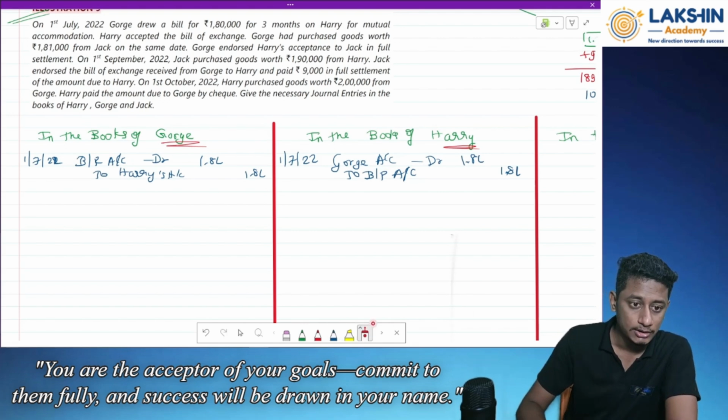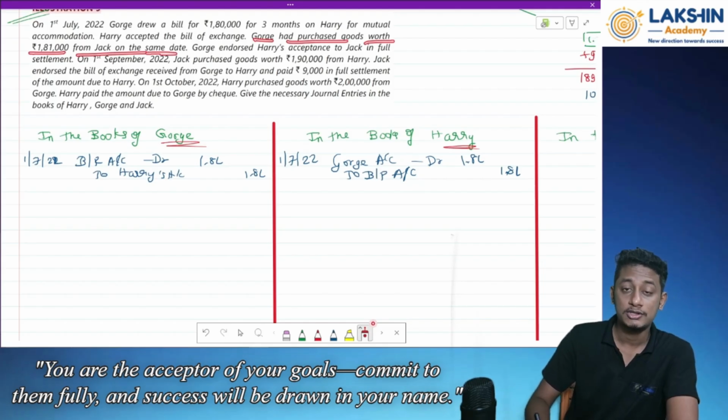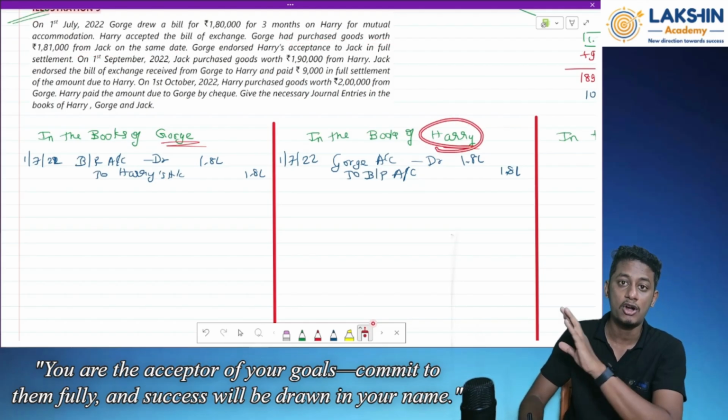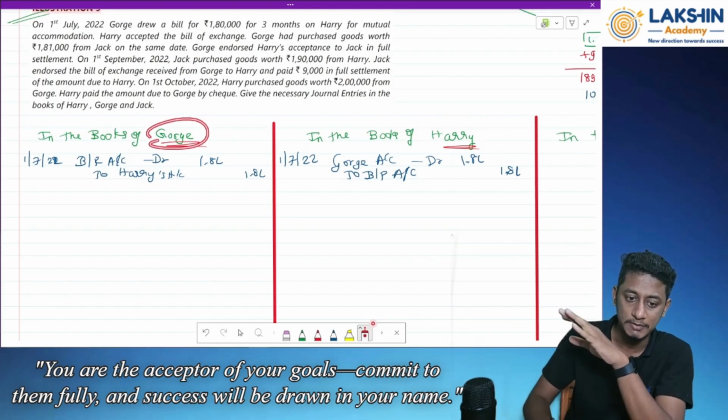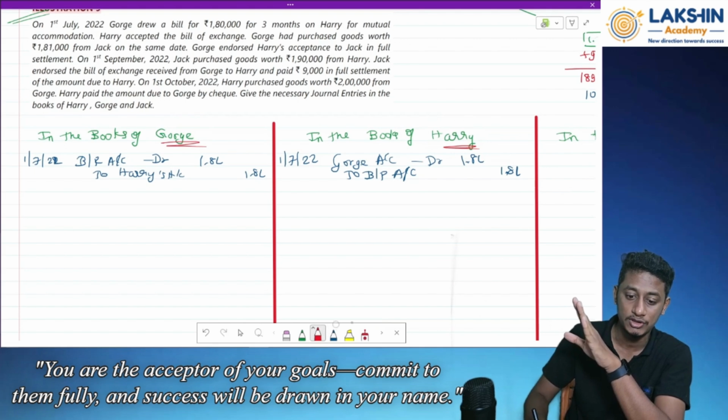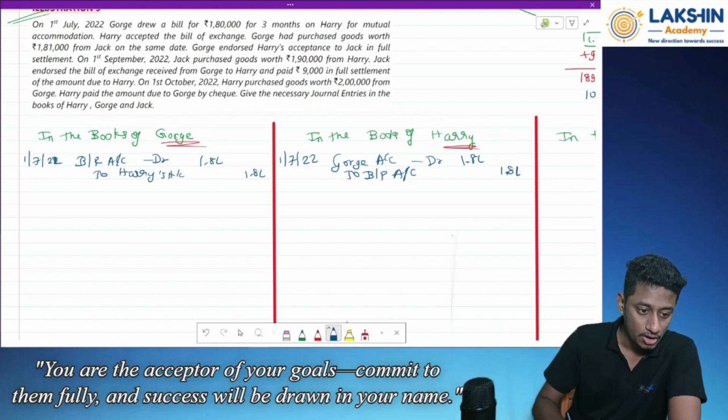Next, George had purchased goods worth rupees 1,81,000 from Jack on the same date. So in the books of Jack and George, Harry is not concerned about this, because the transaction is between Jack and George. So pass the sale entry and purchase entry in both the books, on the same date.